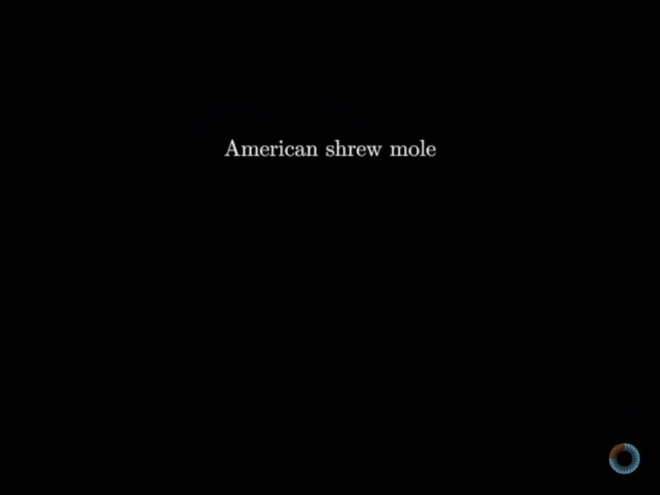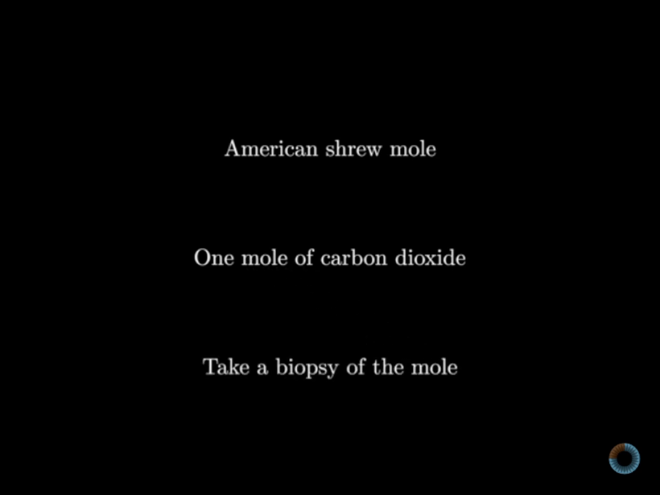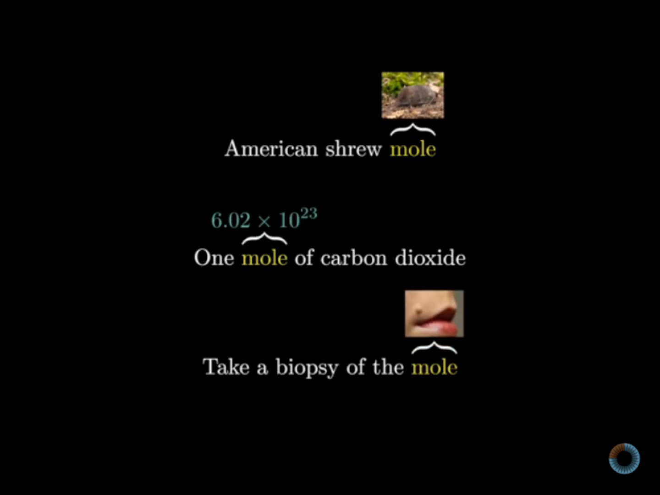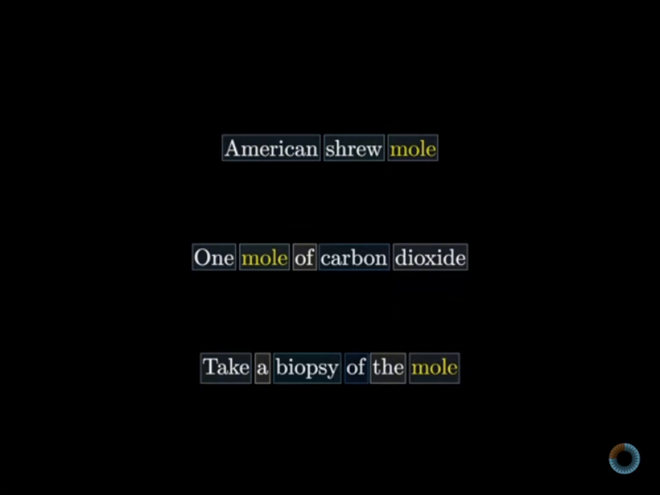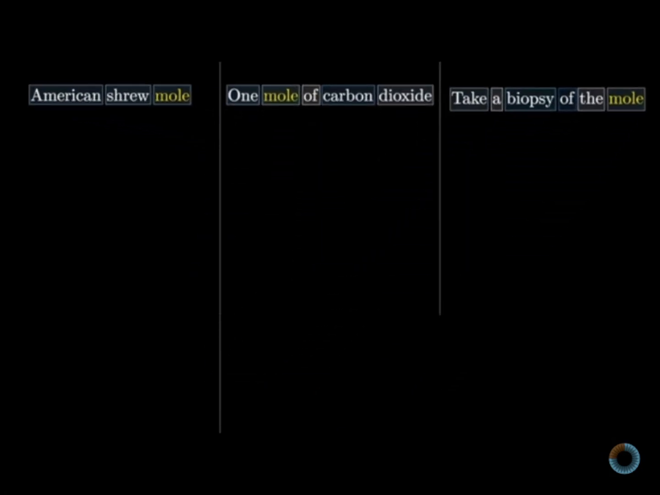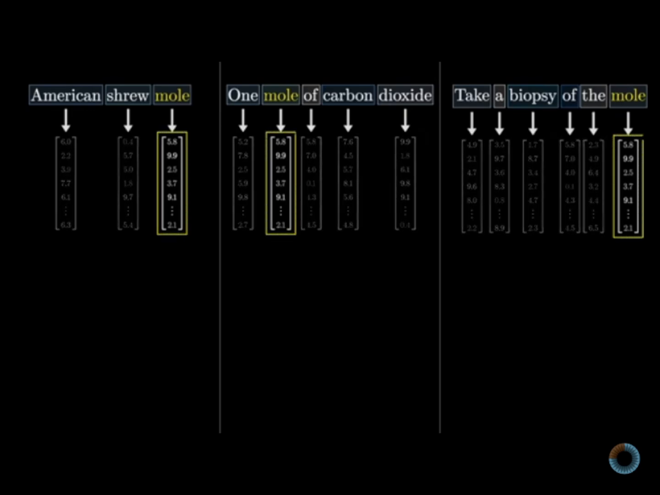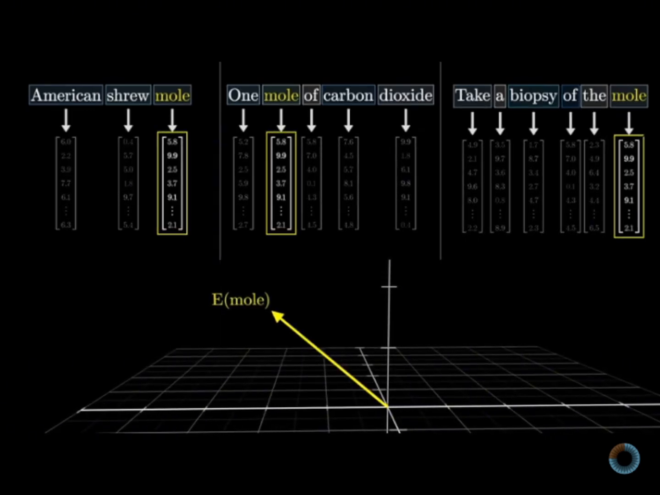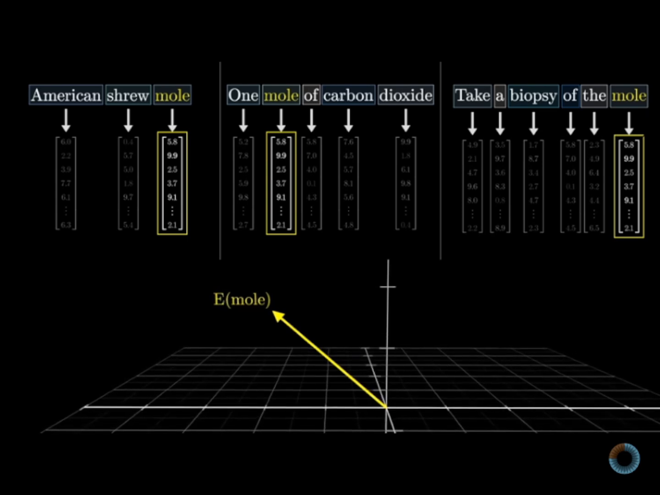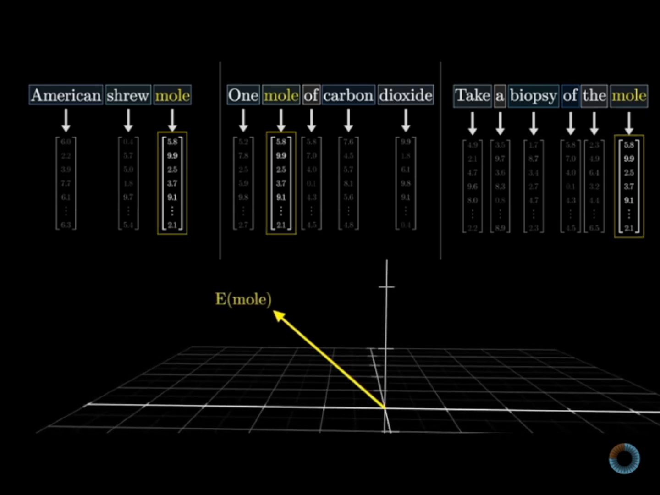Consider the phrases American true mole, 1 mole of carbon dioxide, and take a biopsy of the mole. You and I know that the word mole has different meanings in each one of these, based on the context. But after the first step of a transformer, the one that breaks up the text and associates each token with a vector, the vector that's associated with mole would be the same in all 3 of these cases, because this initial token embedding is effectively a lookup table with no reference to the context.